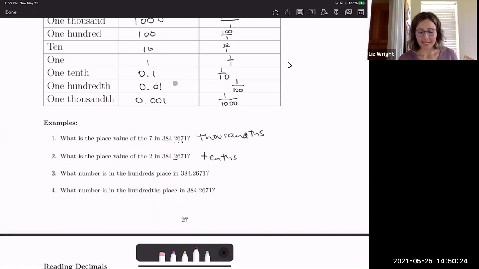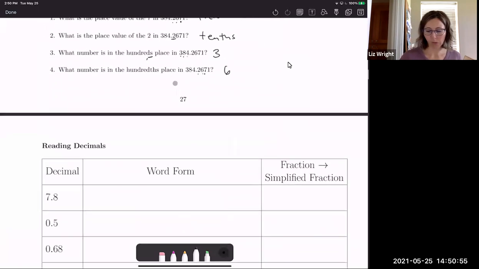What number is in the hundreds place? Notice it's not hundredths place, it's hundreds place. So we've got our ones place, our tens place, our hundreds place. It should be 3. And then what number is in the hundredths place? Oftentimes students will say, oh, it's a 7. It's not a 7, that's a thousandths, right? So count it out: tenths, hundredths, thousandths. So the hundredths would be the 6 for that one.